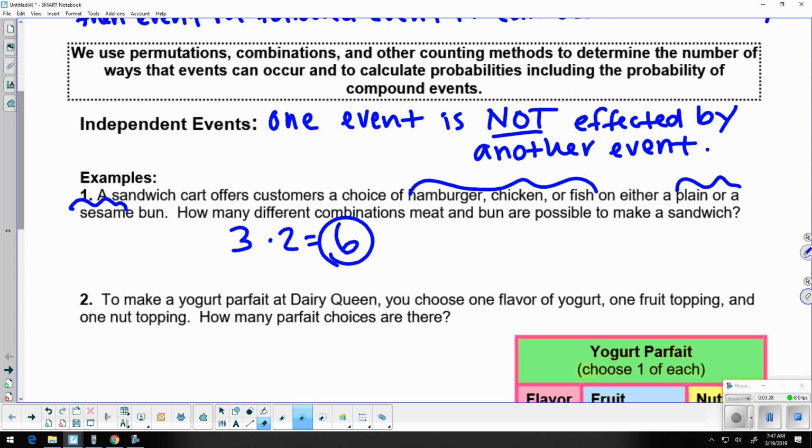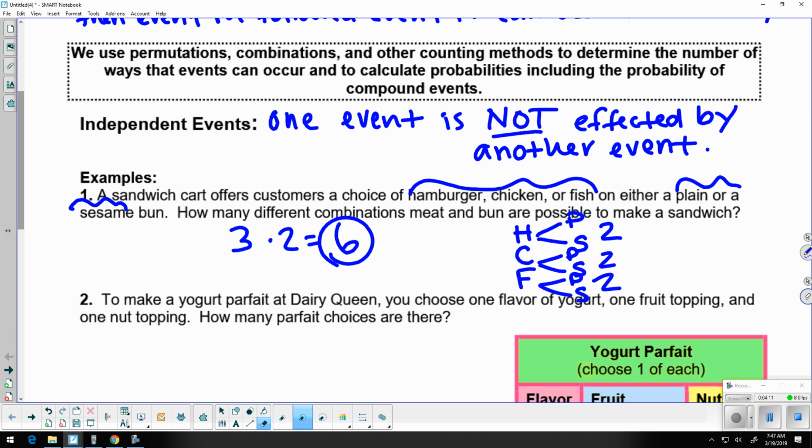We also might see it like this. This is called a tree diagram. I can do hamburger, chicken, or fish, and I could do hamburger on a plain or hamburger on a sesame. I can do chicken on a plain, chicken on a sesame, fish on a plain, or fish on a sesame. If you count this out, that's two choices each for hamburger, chicken, and fish, so you can see all 6 combinations that you can create. You can always just make a tree diagram, which is probably the more elementary way that you guys remember finding all the different combinations.